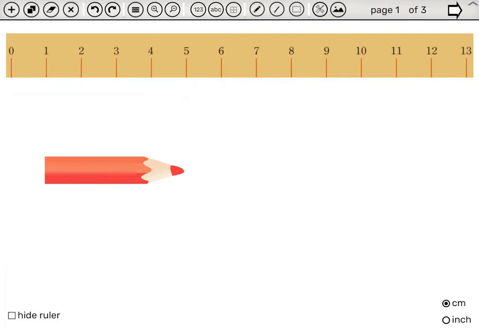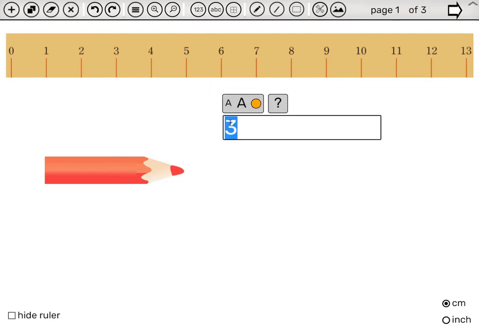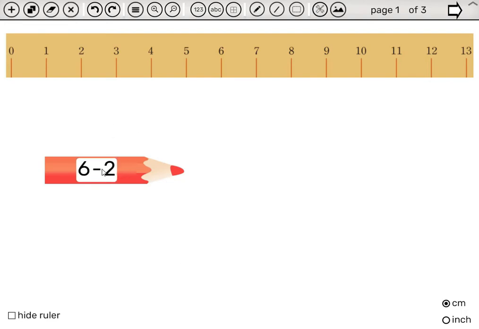Here we jump to another example. We threw out all the pencils besides the red one, and we made its length equal to 4. Now, let's go ahead and put a label on it. So for this, we drag a numerical expression from the top toolbar, and we'll go ahead and type 6 minus 2, and we'll place it on the pencil.